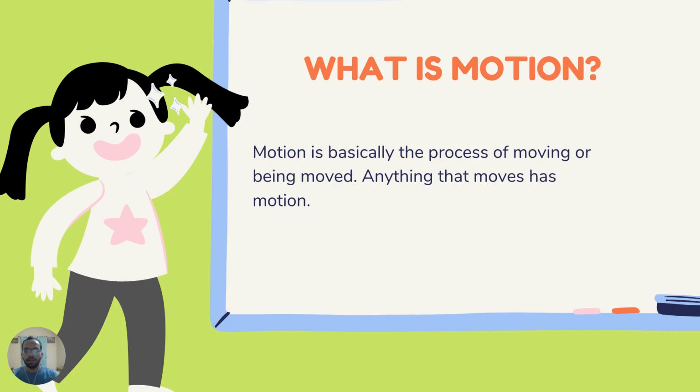What is motion? It is basically the process of moving or being moved. Anything that moves has motion. Under motion, in physics, there are a few subtopics. These topics are speed, velocity, and acceleration. Every day, we use these terms in our conversation, like whenever we refer to something fast or slow, we indirectly talk about speed, velocity, or acceleration.